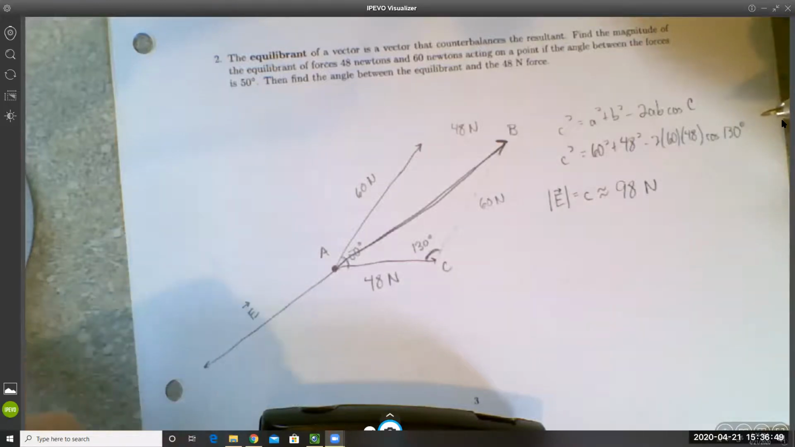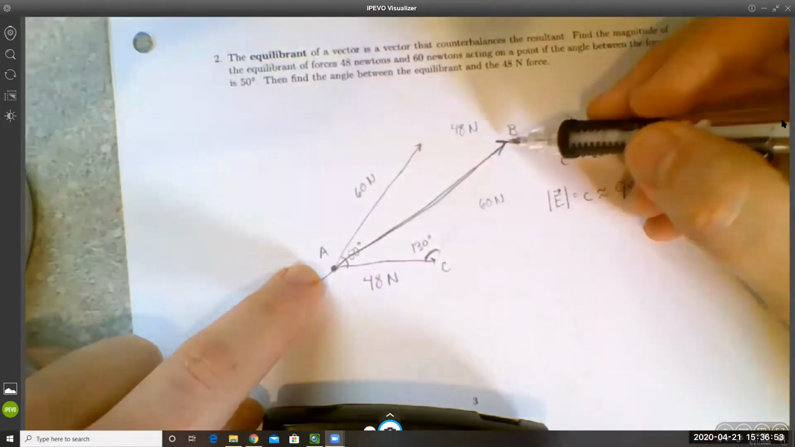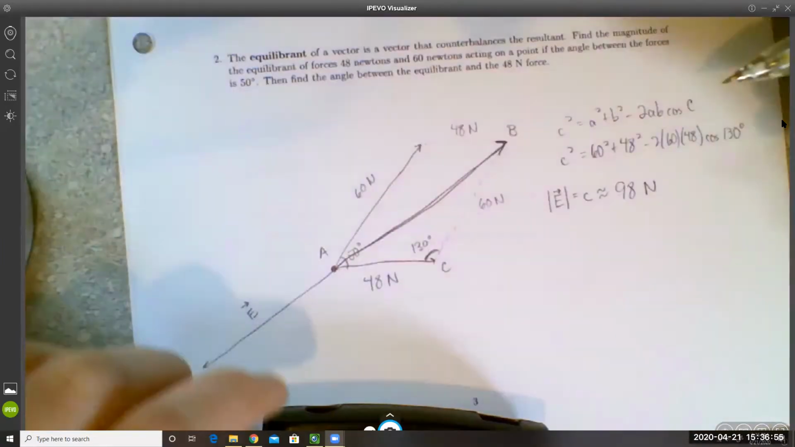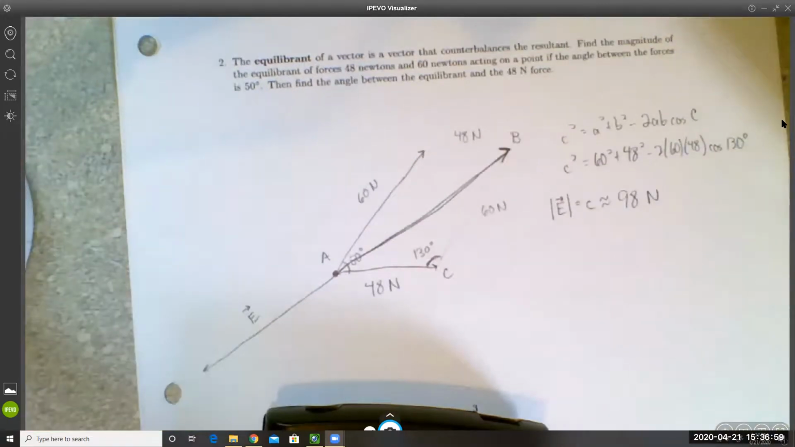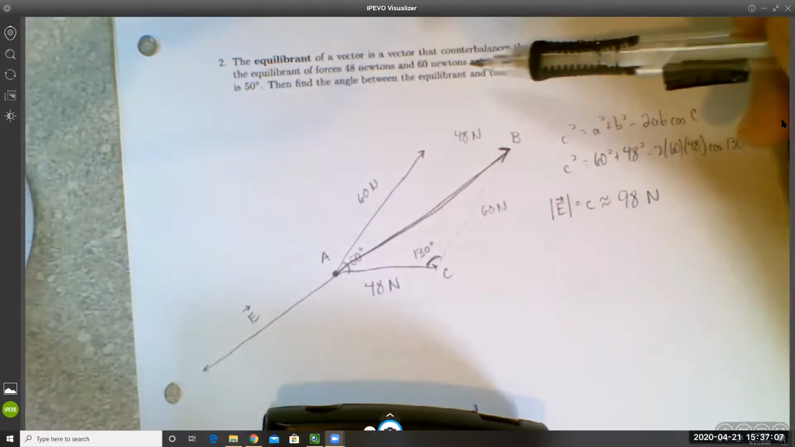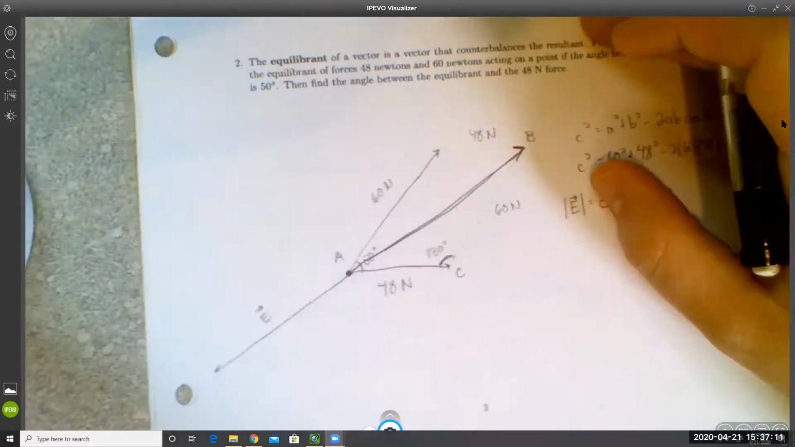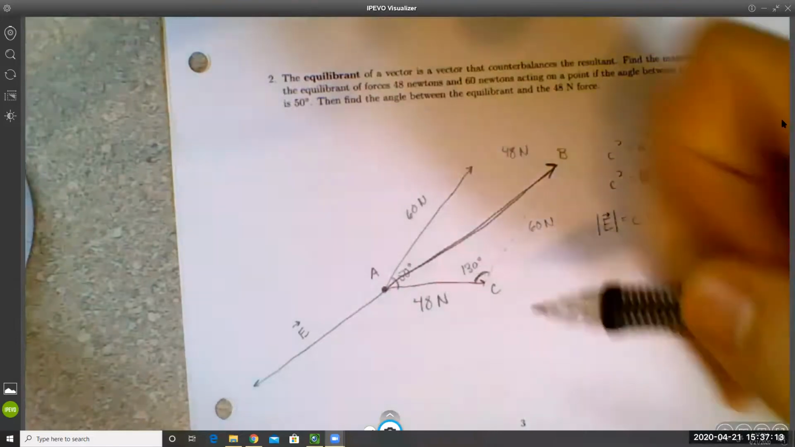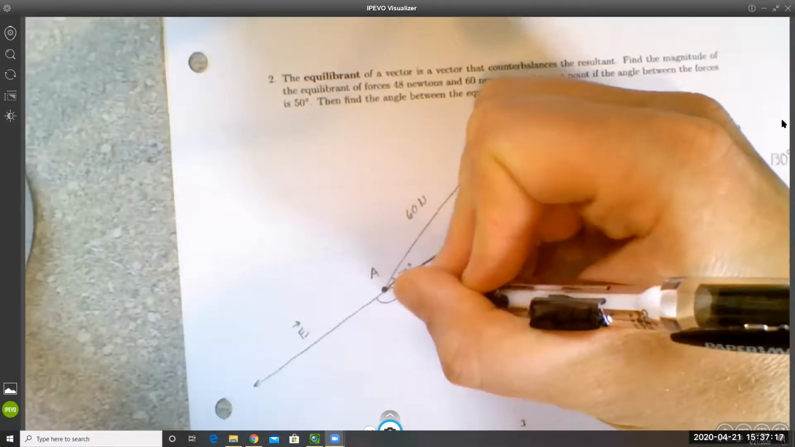Okay? That kind of checks out visually. I mean, it does look quite a bit longer than the other two, so I suppose that makes some sense. But we're not done, right? It said to find the magnitude of the equilibrant, but then it also said to find the angle between the equilibrant and the 48 Newton force. So in other words, we want to find this angle right here.